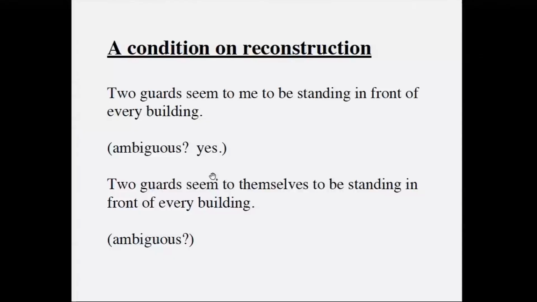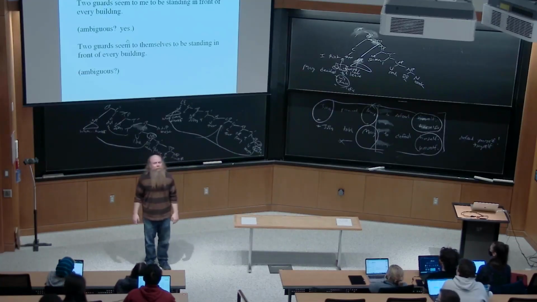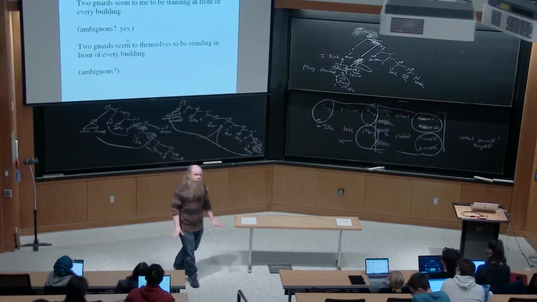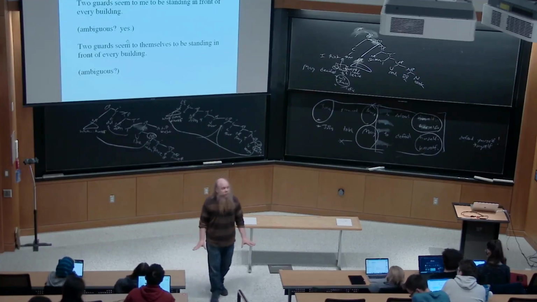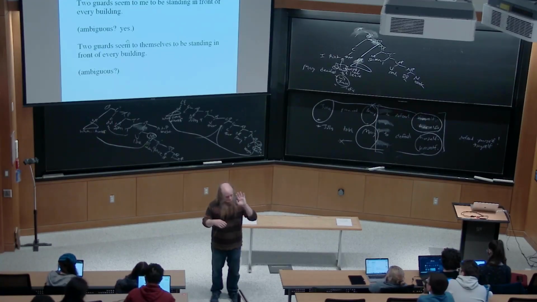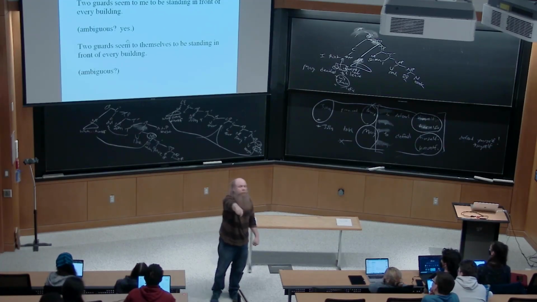How about this sentence? "Two guards seem to themselves to be standing in front of every building." This is not ambiguous. This means that there are two guards who need to be taken off duty. There are two guards who are having hallucinations of being very, very large. Yeah? That's what this sentence means. It doesn't mean, and there's something else it could mean, right? It could mean this building has two guards who think that they're standing in front of it. That building has two different guards who think that they're standing in front of it. That building has two other guards who are standing in front of it.